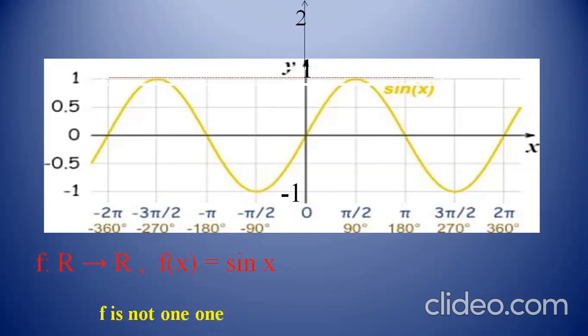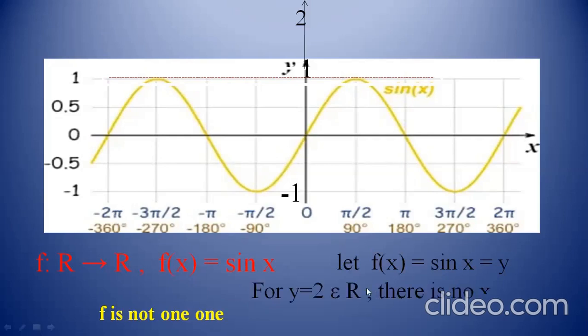Similarly, it is not an onto function, because if we take values like 2, 4, 5, 6, we can see there is no value of x for them, since the graph only lies between minus 1 and 1. Let f(x) equal sin x, equal to y, and y equal to 2. This belongs to the real numbers, but there is no x belonging to R. So that's why sin x is not an onto function.